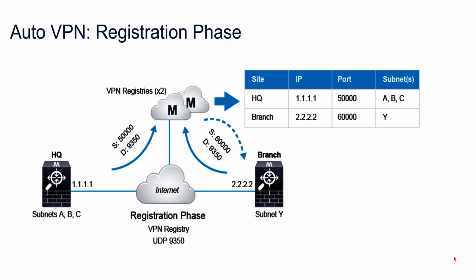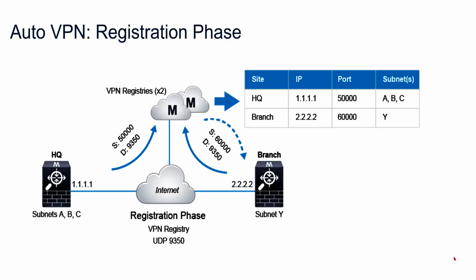And then it sends that information to the VPN registry in the cloud. We talked about this previously in another section where we were talking about Auto VPN. Now, in this case, we actually have 2 different VPN registries. This is for high availability, for fault tolerance. If one registry fails, then the other one still maintains those VPN mappings.